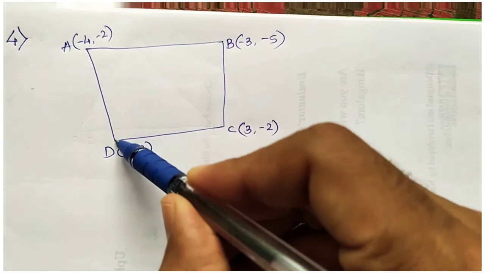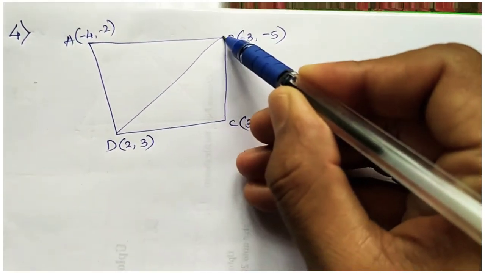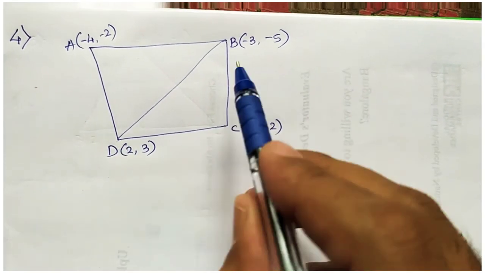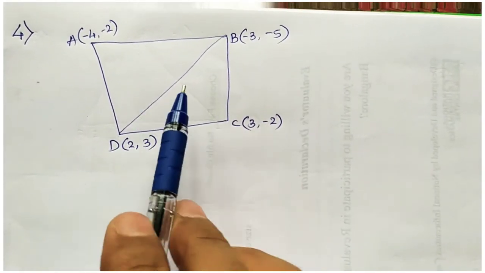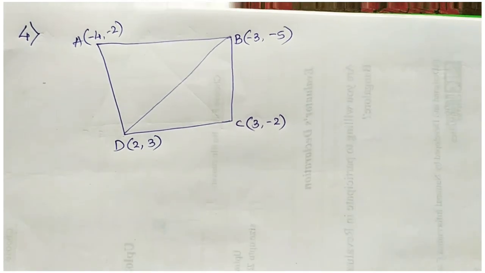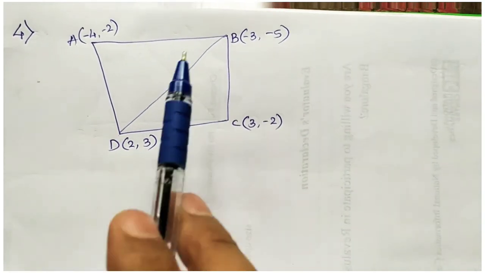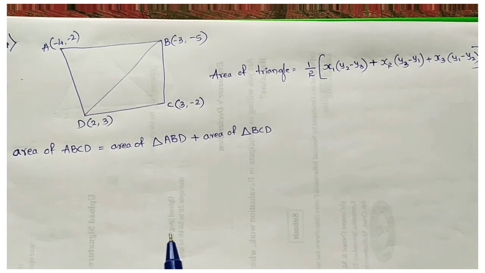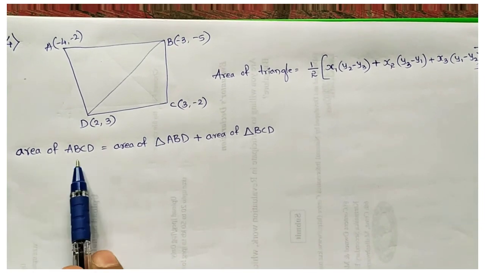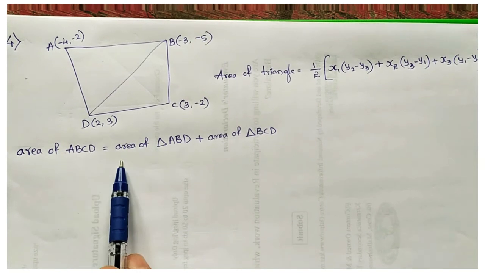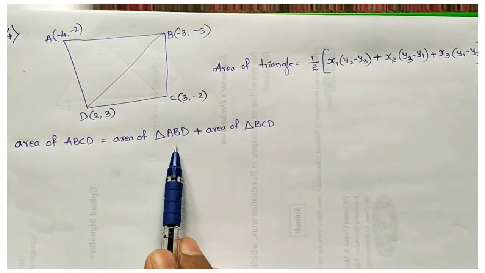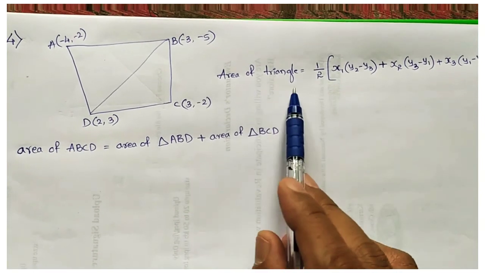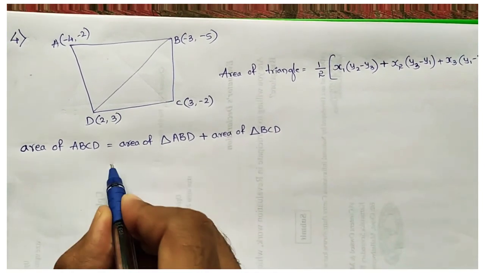So for this we have to make this quadrilateral into two triangles. So what I will do, I will join D and B. So we will get one diagonal here, that is BD. So automatically we will get two triangles. One triangle is ABD and the other triangle is BCD. Now to find the area of the quadrilateral ABCD, we have to add the area of triangle ABD plus the area of triangle BCD. So using the area of triangle formula, substitute the values.